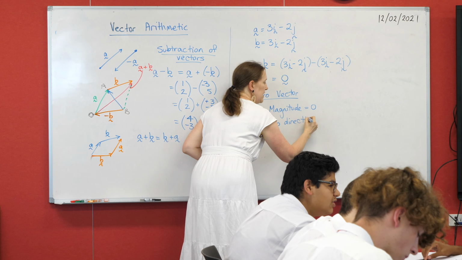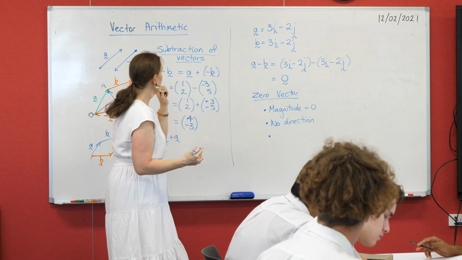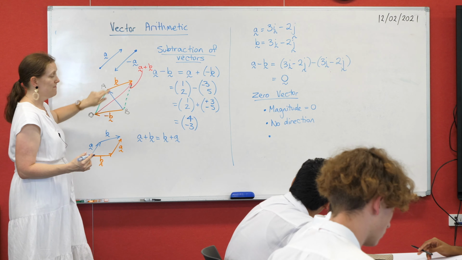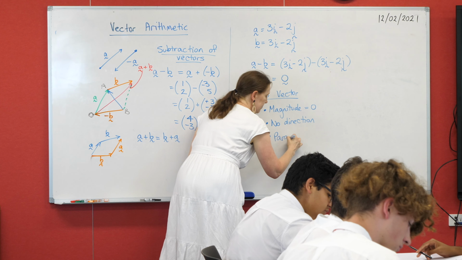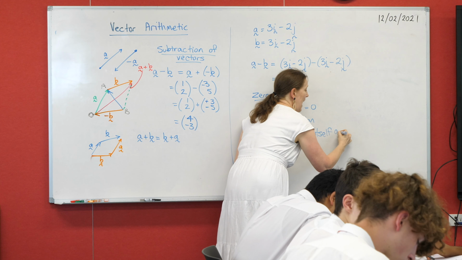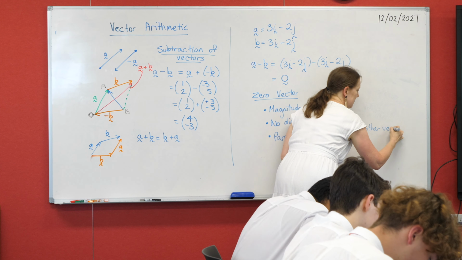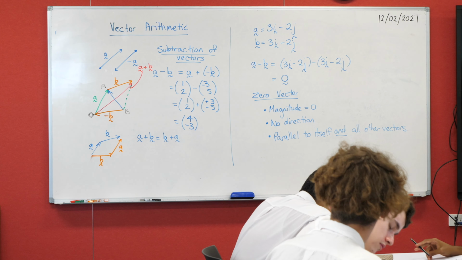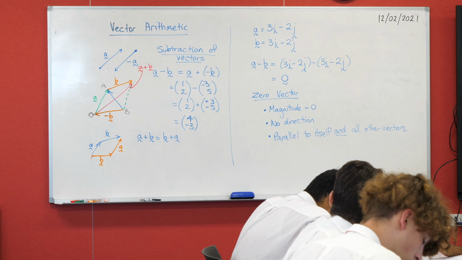a special feature of the 0 vector is that we say these two vectors are parallel. Do you agree? The 0 vector is parallel to itself and all other vectors. It pulls out the trump card and it says, you know what? I don't have a direction, so I'm going to be parallel to myself and everyone else.